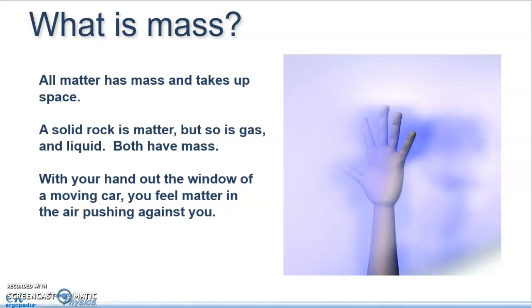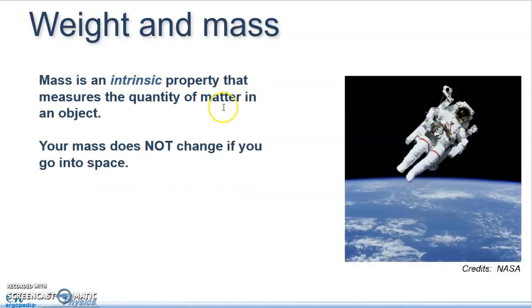All right, so what is mass? Rock is matter, gas is matter, and when you stick your hand out of the window of a car, you feel the matter in the air pushing back against you. So mass is an intrinsic property that measures the quantity of matter in an object. And your mass doesn't change even if you go into space.